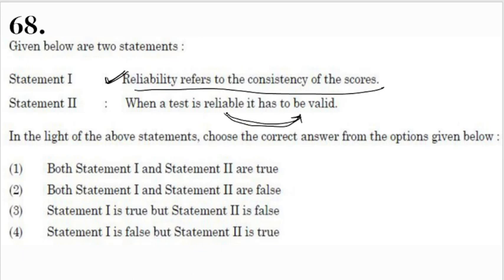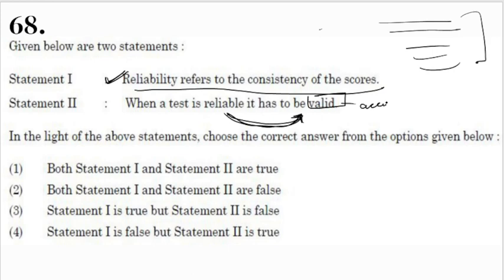Not necessarily. There are times when a test can be reliable. For example, I just made a survey on random things, and I asked you to fill it, and then after some time I asked you to fill it again. Maybe there can be consistency of scores, but it does not mean that my test is valid, or accurate, or that it measures what it intends to measure, right? So only statement 1 is true and statement 2 is false.